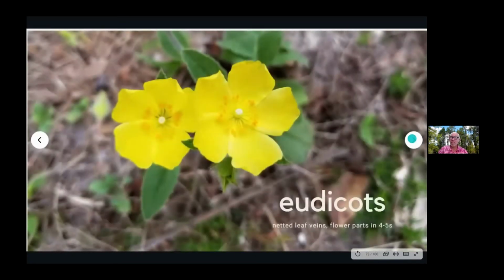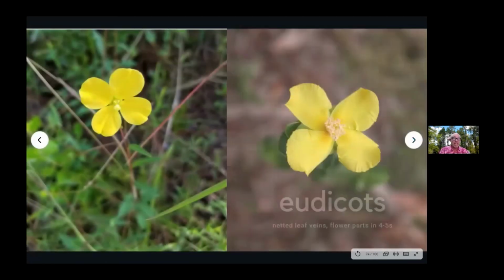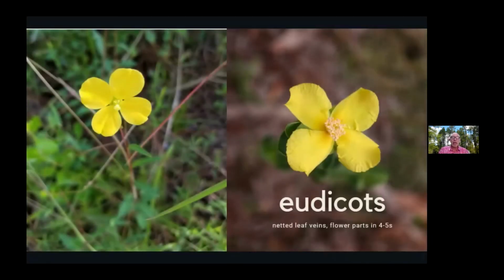Flower parts in 4s and 5s. This is what I call a rock rose, a little native wildflower with 1, 2, 3, 4, 5 petals. For sample size, let's go a little bit bigger: 1, 2, 3, 4, 5. Okay, that seems to be the trend across this group of plants. Flower parts in 5s. Here we have a pair of yellow flowers with how many petals? 4. Are they the same thing?